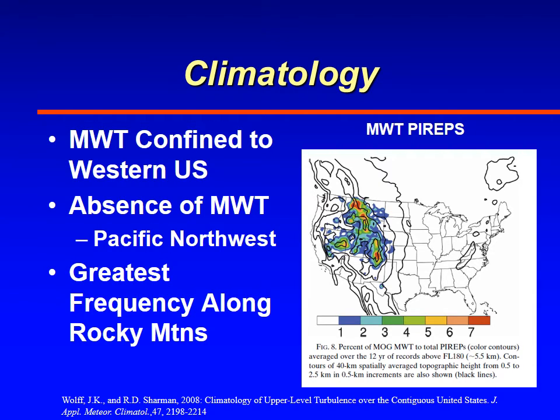So just to summarize, mountain wave turbulence is confined to the western United States. You don't see it over the Appalachians, but there's not a lot in Washington or Oregon. And it seems like the highest frequency of mountain wave turbulence reports are across Montana, Wyoming, Idaho, Colorado, and Nevada and Utah.